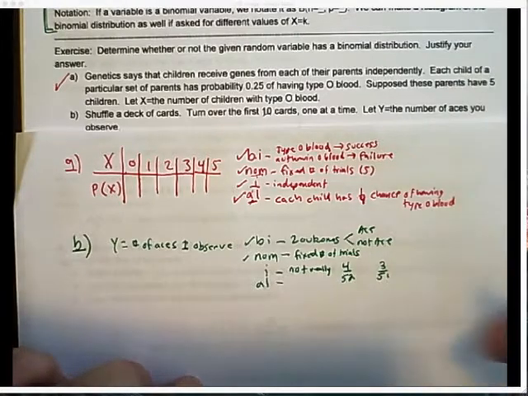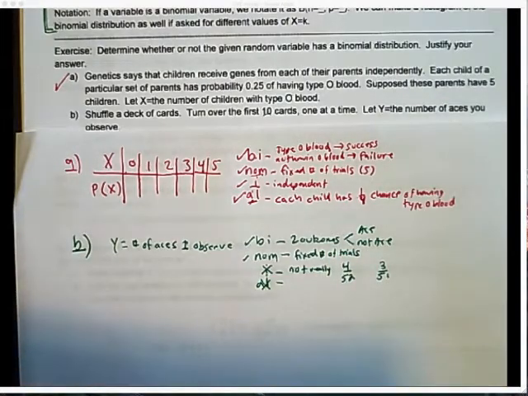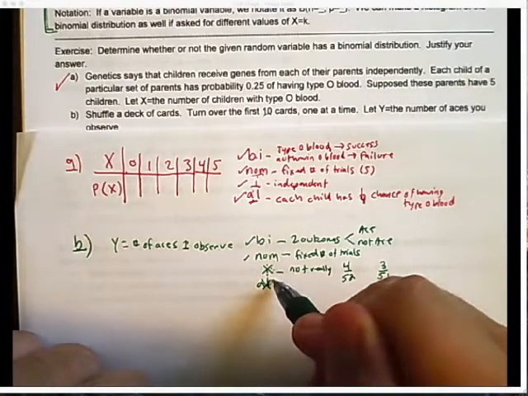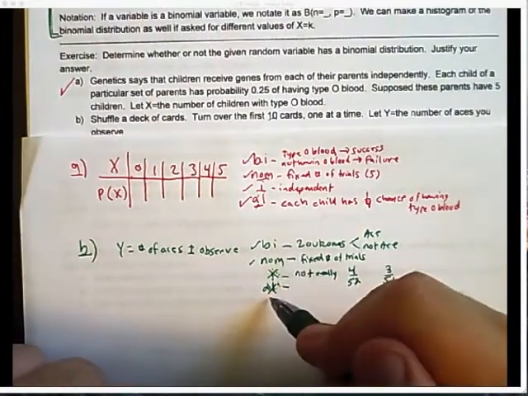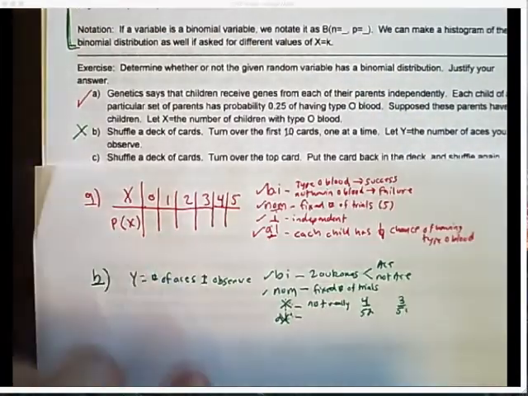So it violates the independence condition and also violates the all condition, because the probability of getting an ace changes based on the previous card. So it fails these two conditions. If it fails any of them, you can stop. So this is not a binomial variable.